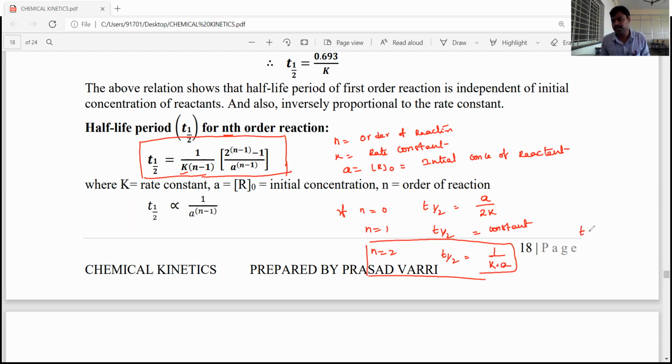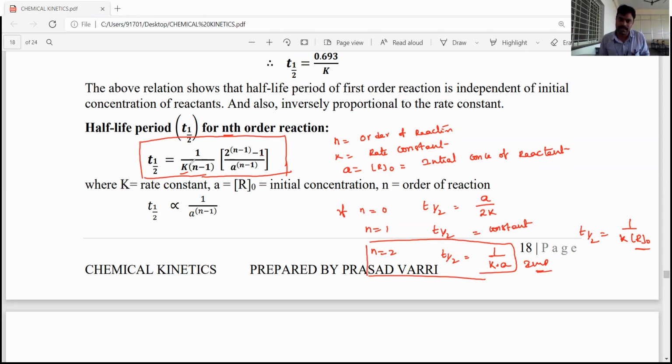So for second order reactions, T half is equal to 1 by K into R naught. Here the small a indicates the initial concentration of reactant; you can also take it as R naught. This is very, very important, dear students. If you remember the nth order reaction half-life formula, then the remaining half-life periods we can easily identify.